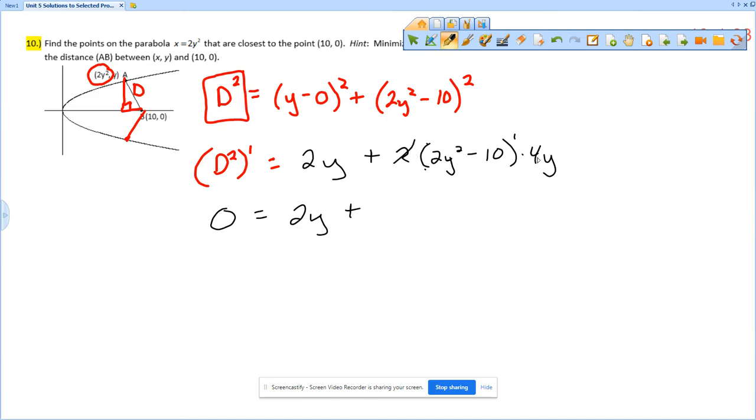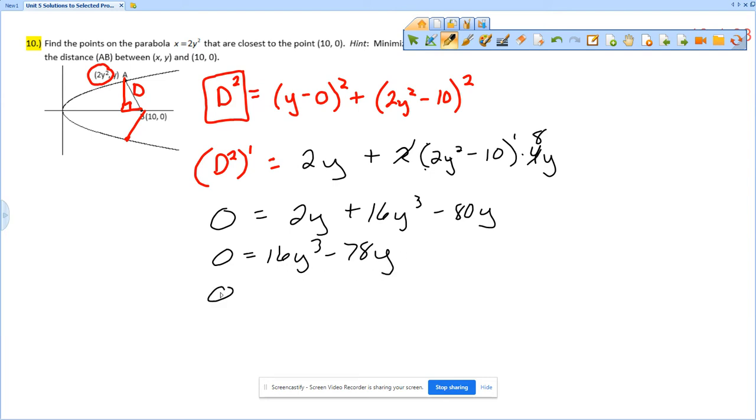Now if I distribute here, I've got the 4y times a 2, which is really just an 8y. Then I'm going to take the 8y multiplied by this 2y squared, so that would be 16y cubed minus, and then this would be minus 80y. So now I've got the 2y and the minus 80y, so I've got the 16y cubed, and then I've got a minus 78y.